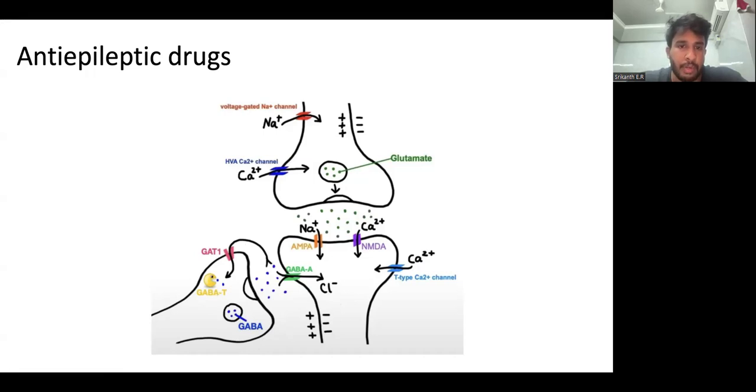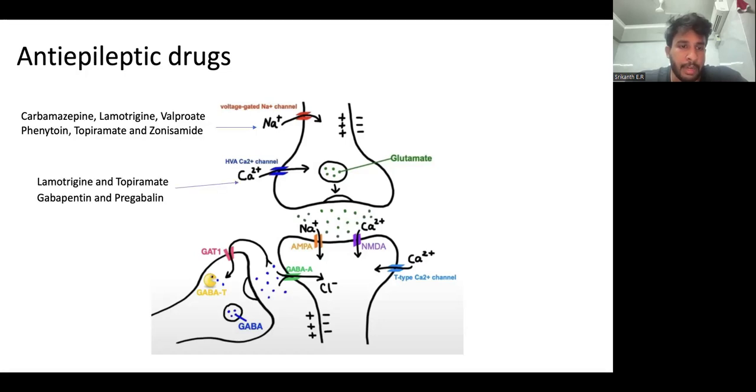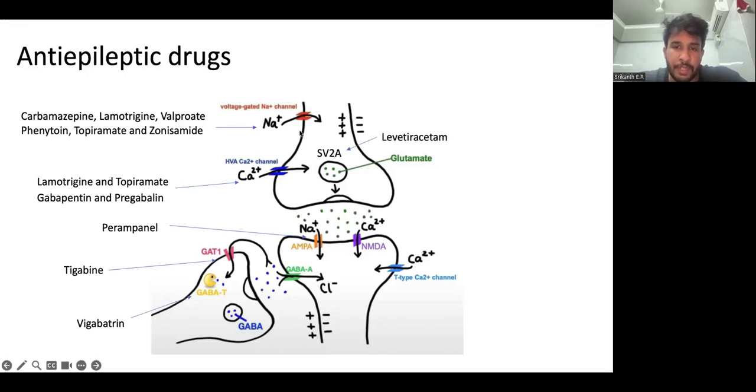So we look at the main mechanism of action of most of the drugs that we are using. Carbamazepine, lamotrigine, valproate, phenytoin, topiramate, and zonisamide will inhibit the sodium channels. Lamotrigine, topiramate, gabapentin, and pregabalin primarily act on the high voltage calcium channels. They inhibit them. Perampanel inhibits the AMPA channels. Tiagabine inhibits the GABA transporter. Vigabatrin inhibits the GABA aminotransferase. Levetiracetam acts on SV2A, which is a synaptic vesicle protein, which surrounds glutamate basically. So it prevents glutamate from going into the synapse.